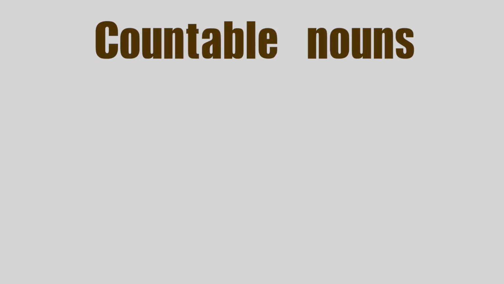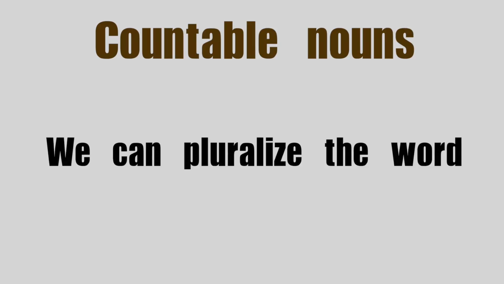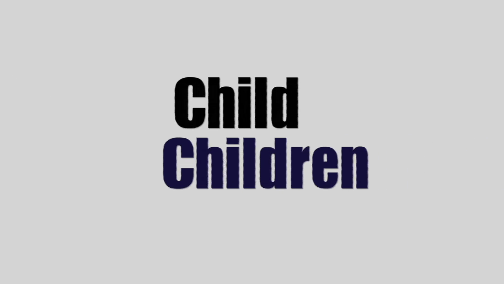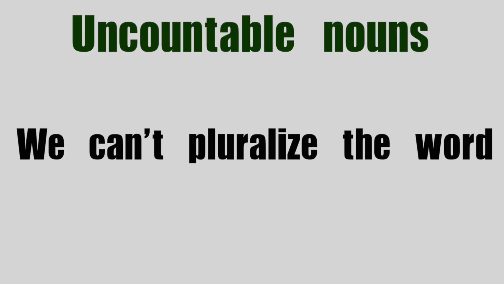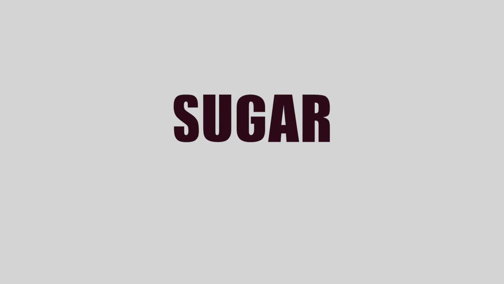Okay, let's practice. Countable nouns are words that we can pluralize. For example, car, cars, child, children, man, men, house, houses. And uncountable nouns are words that we can't pluralize. For example, sugar, it's like that. We cannot pluralize the word. Money, coffee, information.